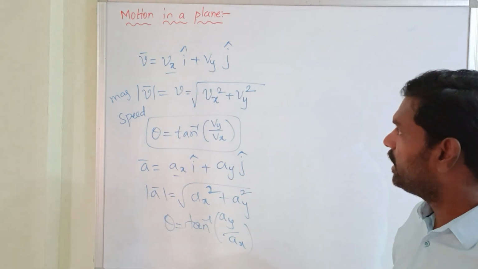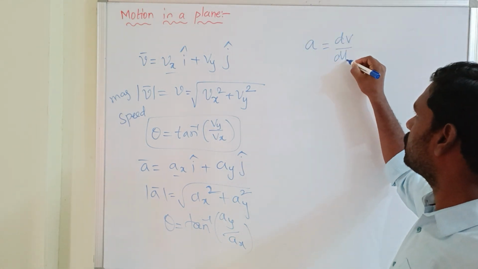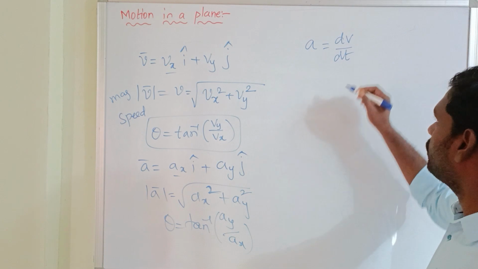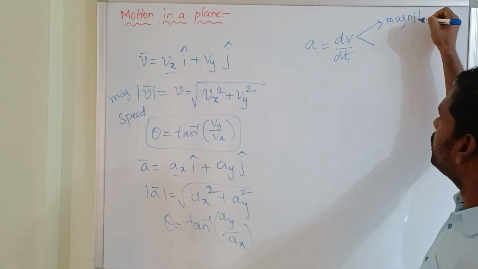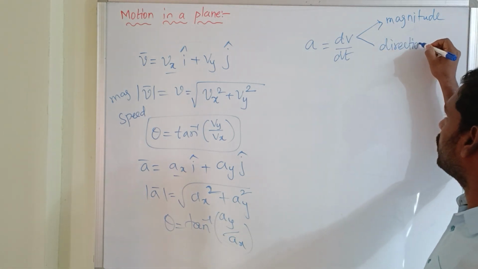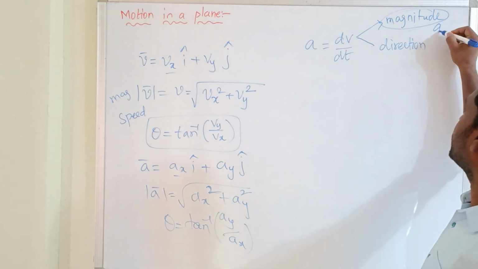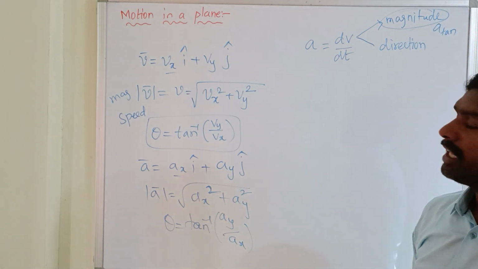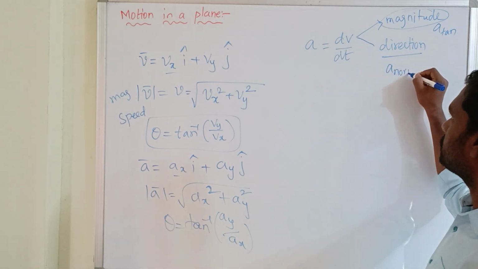We also discussed that acceleration is the change in velocity with respect to time. The change in velocity is a vector quantity. The change may occur in magnitude and also in direction because it is a vector quantity. If the magnitude of velocity changes, a tangential acceleration comes into the picture. If the direction of velocity changes, normal acceleration comes into the picture.